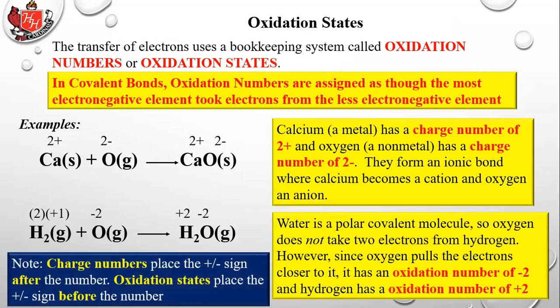Note that charge numbers place the plus or minus sign after the number. That's the way we've been writing charge numbers since almost the beginning of this course. But oxidation states or oxidation numbers place the plus or minus sign before the number. So you notice the calcium oxide up above versus the H2O down below, where the plus and minus signs are.